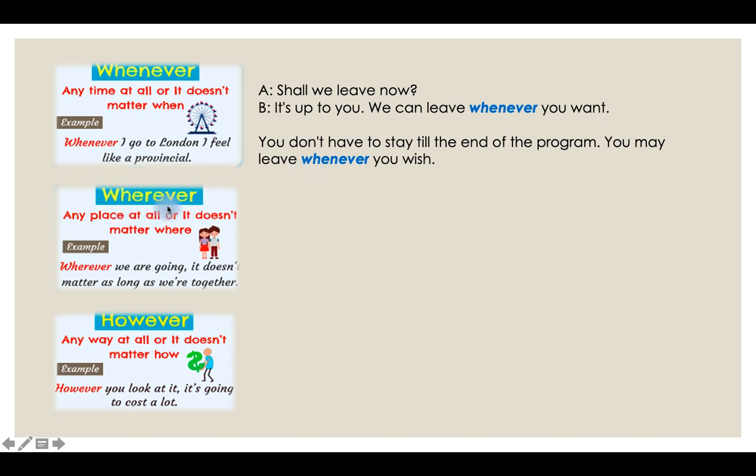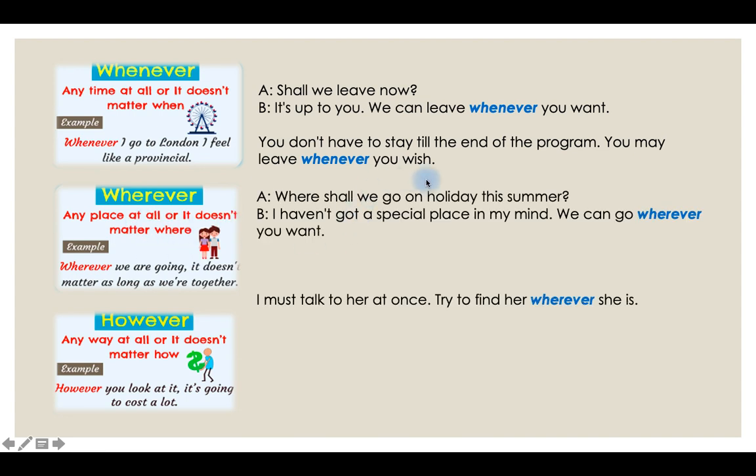Wherever is connected with places. Any place, or it doesn't matter where. Where shall we go on holiday this summer? I haven't got a special place in my mind. We can go wherever you want. So any place, it doesn't matter which. I must talk to her at once. Try to find her wherever she is, right? So try to find her anywhere, in any place that she may be in.